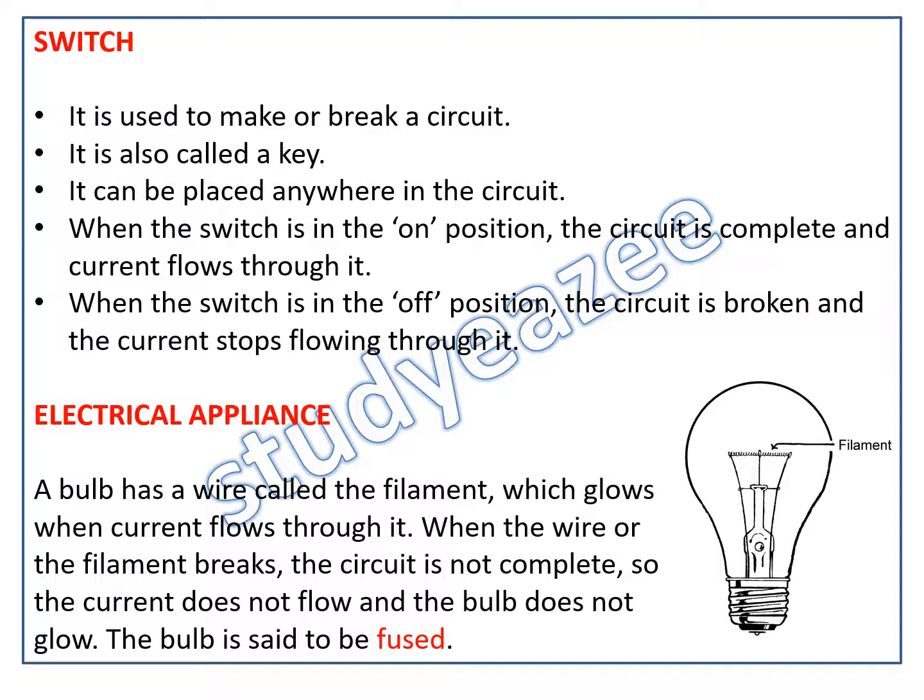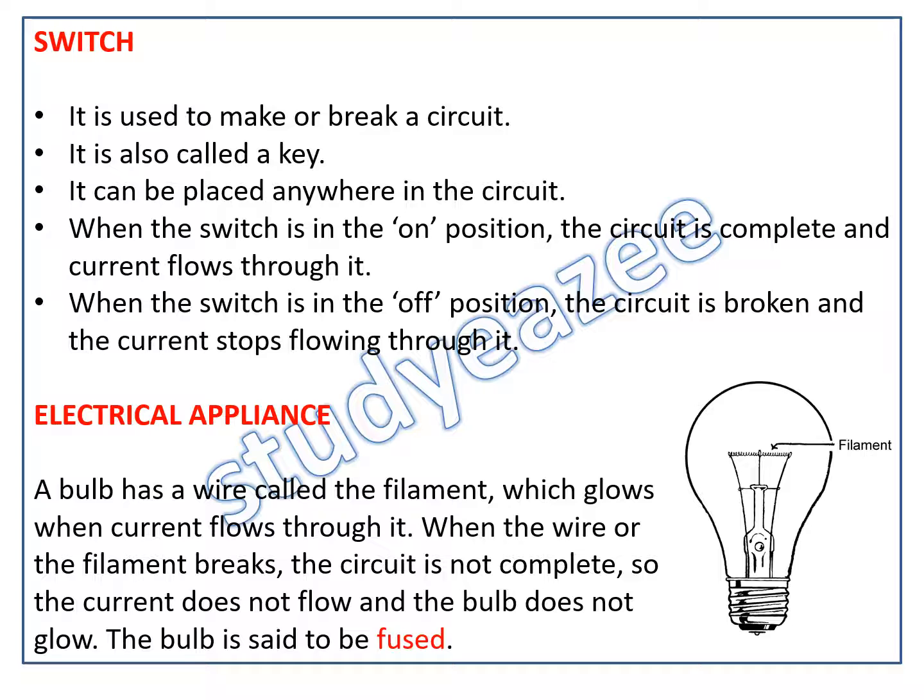The next component of an electric circuit is the switch. It is used to make or break a circuit. It is also called a key. It can be placed anywhere in the circuit. When the switch is in the on position, the circuit is complete and the current flows through the circuit. When the switch is in the off position, the circuit is broken and the current stops flowing through it.